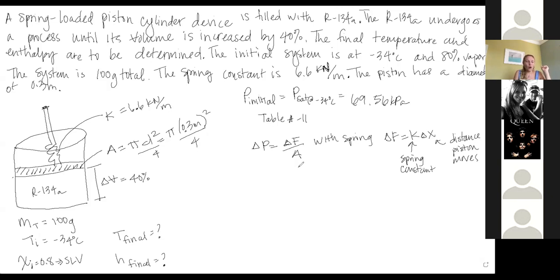So we know our piston area, right? We know our spring constant, but we don't know the distance that the piston moves. So what variable does this piston movement correspond to? Change in volume. Right. So now we know that we need to figure out our change in volume. What are these actual volume numbers to determine this change in piston movement?